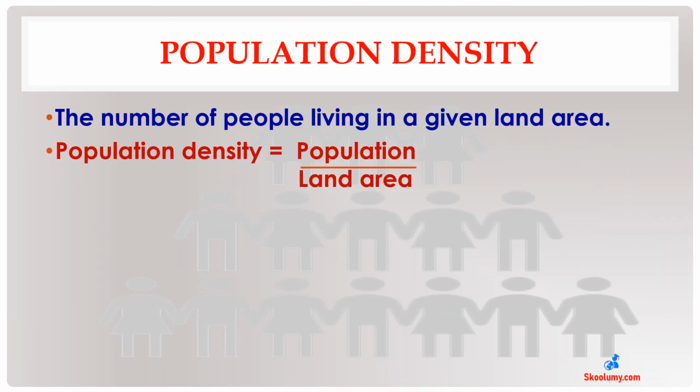Population density. It is the number of people living in a given land area. It is the population per square kilometer of land. An area is densely populated if there are many people living per square kilometer, while a sparsely populated area contains few people per square kilometer. Good climate, availability of mineral resources, fertile land, accessibility are some factors that can attract many people to a given area. The formula for population density is population divided by land area.